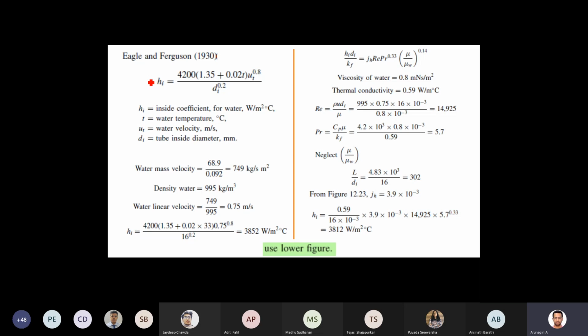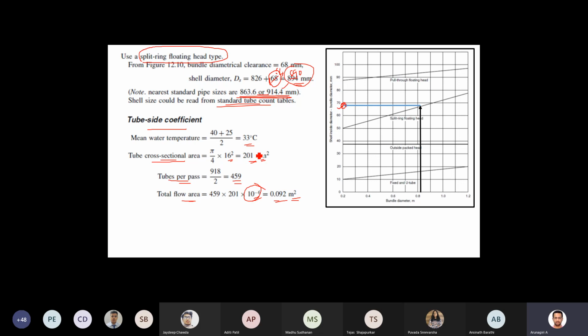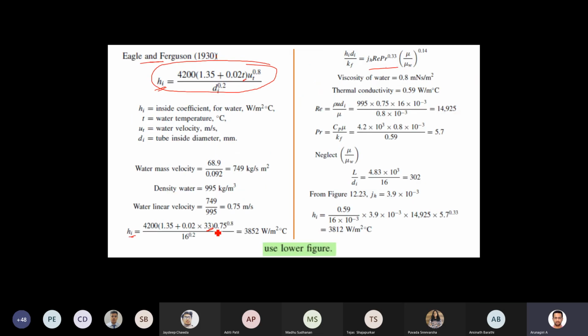Okay, then you can do the heat transfer coefficient calculation using two different methods. You can use this equation especially proposed for water by Eagle and Ferguson, or you can use the Cped equation also. So here you can use this 4200, 1.35 T, where T is the temperature. The average temperature you have to take, correct? The average is 33 degrees centigrade. Velocity you have to calculate. You know the flow rate, 68.9 kg per second.